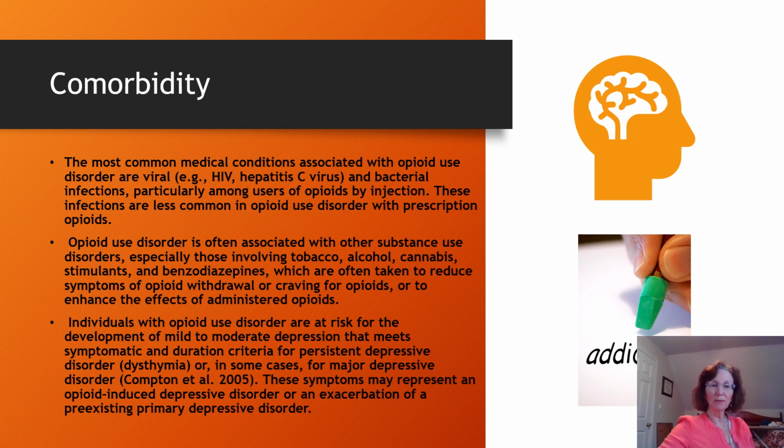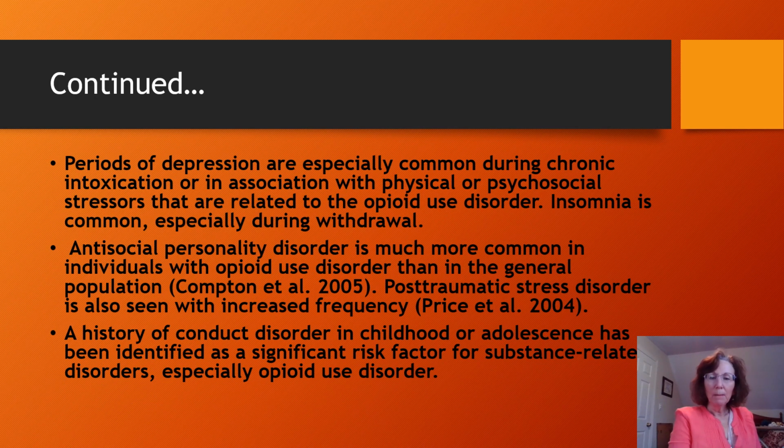Individuals with opioid use disorder are at risk for the development of mild to moderate depression that meets symptomatic and duration criteria for persistent depressive disorder, dysthymia, or in some cases, major depressive disorder. Periods of depression are especially common during chronic intoxication or in association with physical or psychosocial stressors related to opioid use disorder. Insomnia is also commonplace. Antisocial personality is more common in individuals with opioid use disorder than in the general population. That comes from Compton 2005 in a study of comorbidities of opioid use disorder. Post-traumatic stress disorder is also seen frequently, and that comes from a study from Price in 2004.